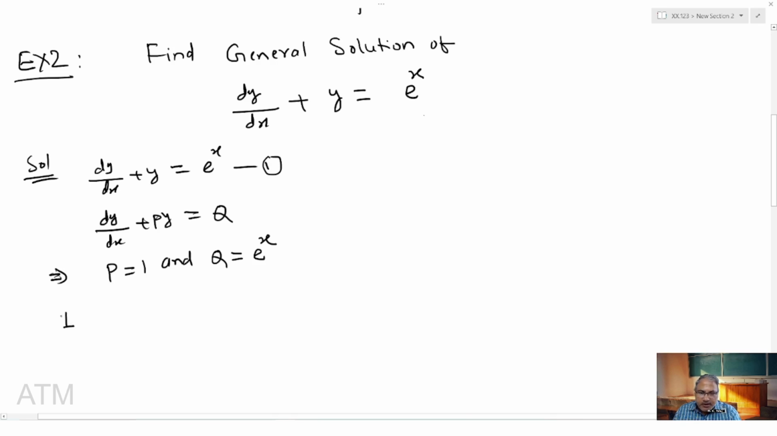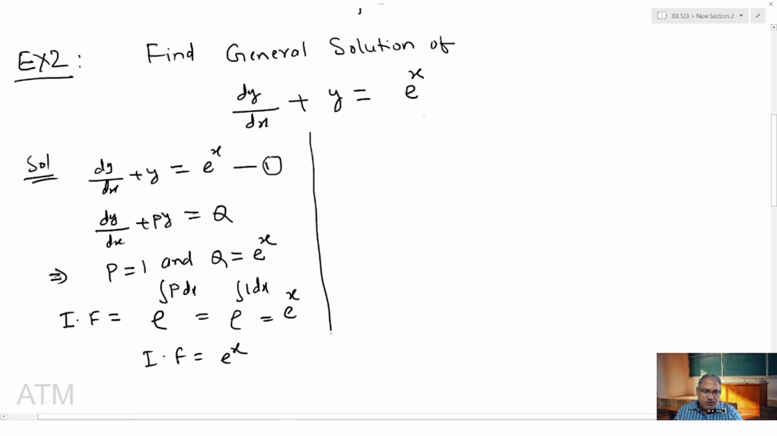Now we need to find the integrating factor. Integrating factor is nothing but e raised to integration of p dx. So that is e raised to, what is p? p is 1, dx, that is e raised to x. So integrating factor equals e raised to x. After that, the general solution.